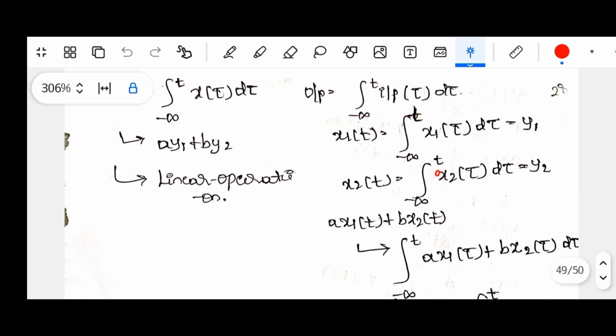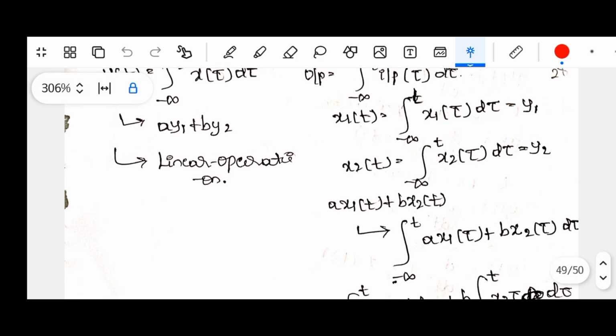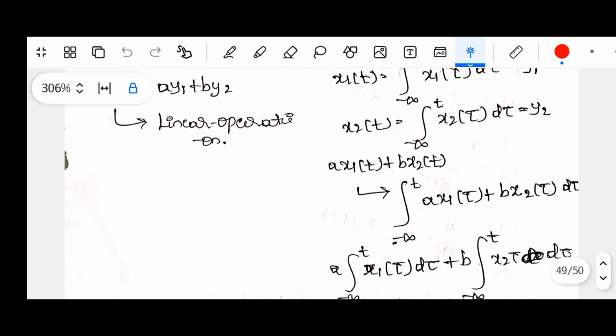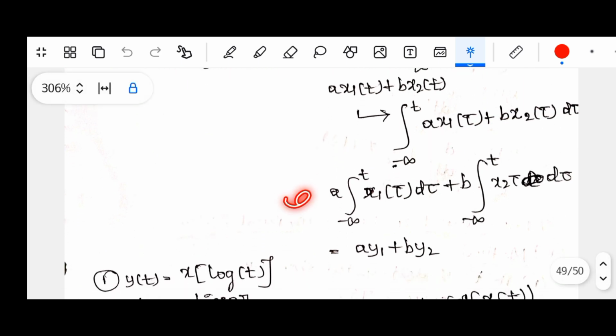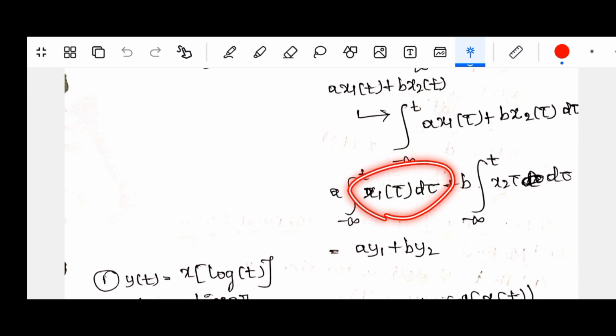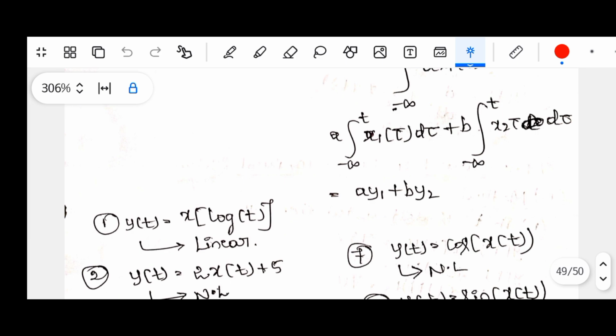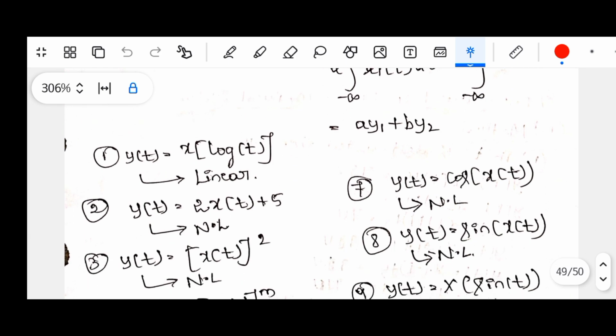x1(t) is equal to integration of minus infinity to t x1 of tau into d tau, is equal to y1. x2(t) is equal to integration of minus infinity to t x2 of tau into d tau, is equal to y2. a into x1 plus b into x2 is equal to integration of minus infinity to t a into x1 of tau plus b into x2 of tau into d tau. Take a outside, integration of minus infinity to t x1 of tau into d tau plus b into integration of minus infinity to t x2 of tau into d tau. Therefore, a into y1 plus b into y2.